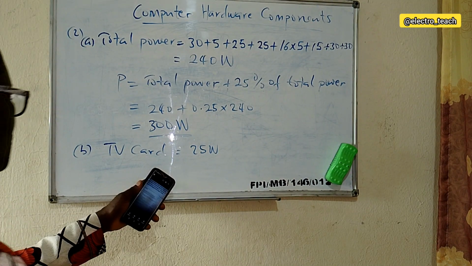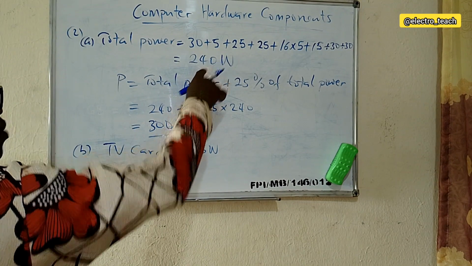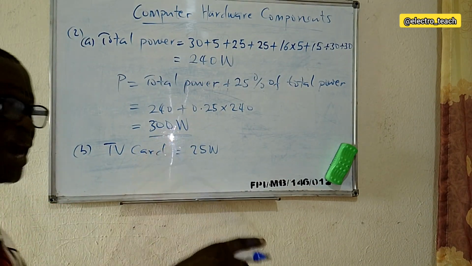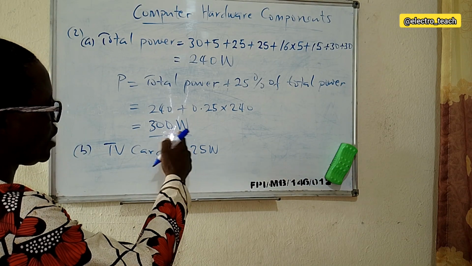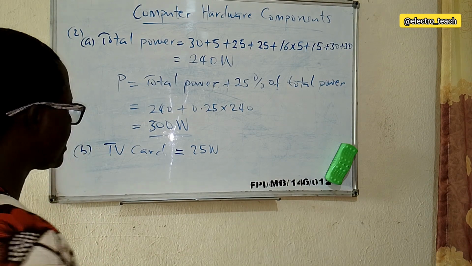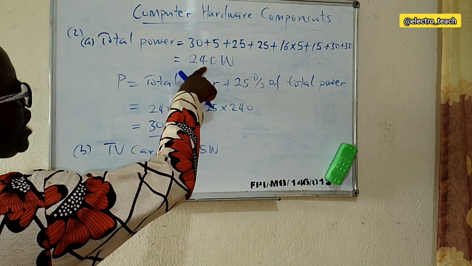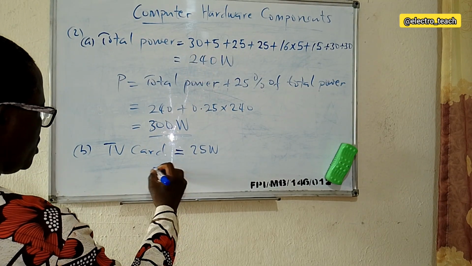So if you are bringing in 25 watts into this system that was consuming 240 watts but has installed a 300 watts PSU, do we need to upgrade anything in order to accommodate the 25 watts of the TV card? So let's look at it. The original consumption is 240 watts. If you add 25 watts to it, what happens?